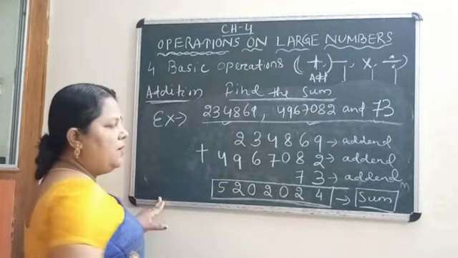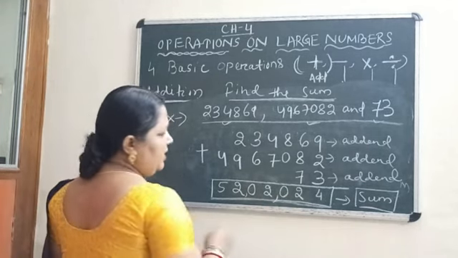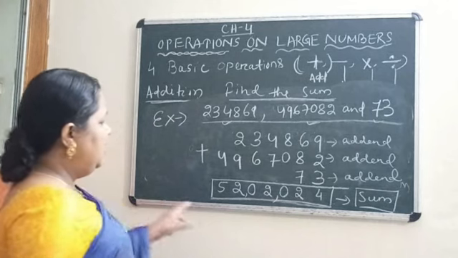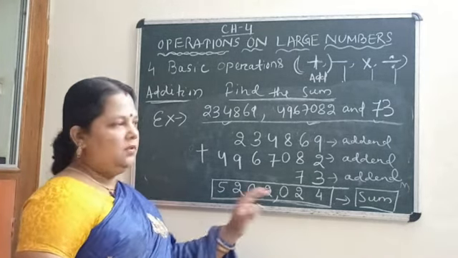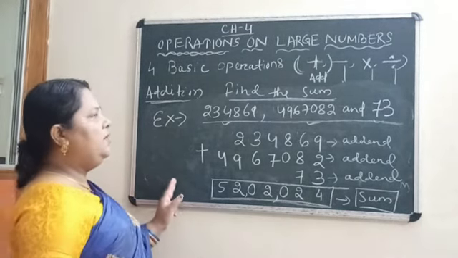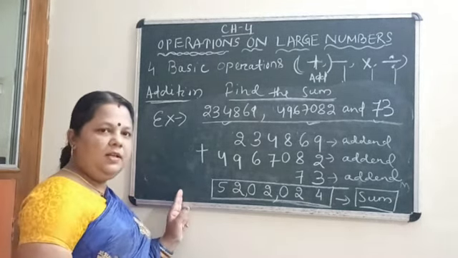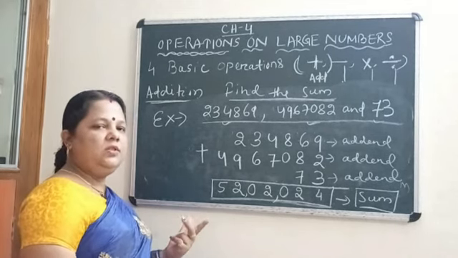This is your sum. So what will you write here? Comma, comma. If we calculate in the Indian system, then it's 52,02,024. This is your sum. Okay. So this is all about addition, and next class we will discuss another operation, that is subtraction.